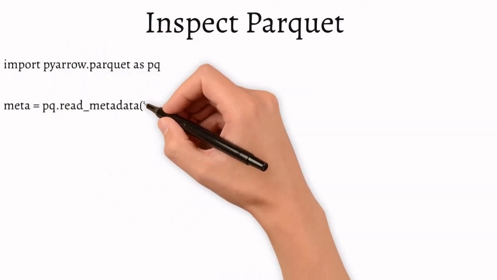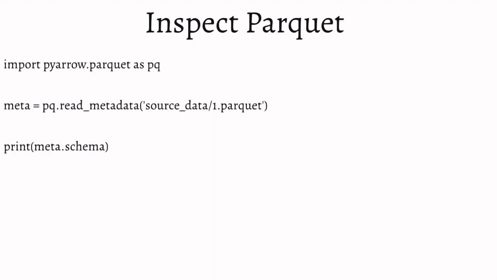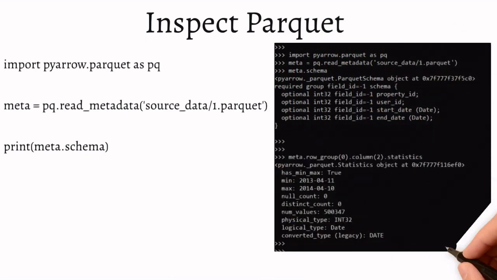The first thing we will do is inspect the data we have. What are all the fields we have? How to read the statistics for columns. Here PyArrow is used to get the data from Parquet files. First we read the metadata from the file and then we get the schema. We can see there are 4 fields in the file: property_id, user_id, start_date, end_date.